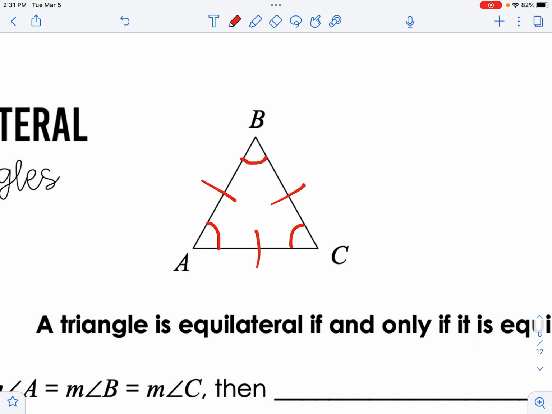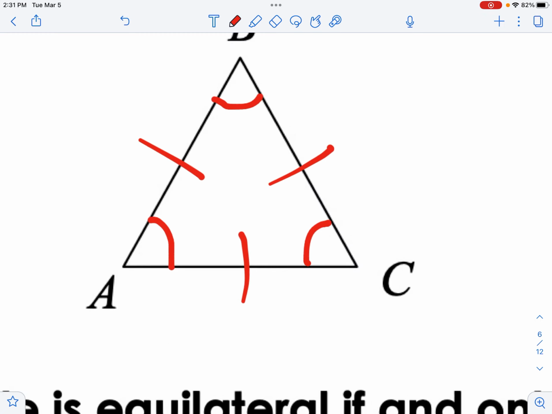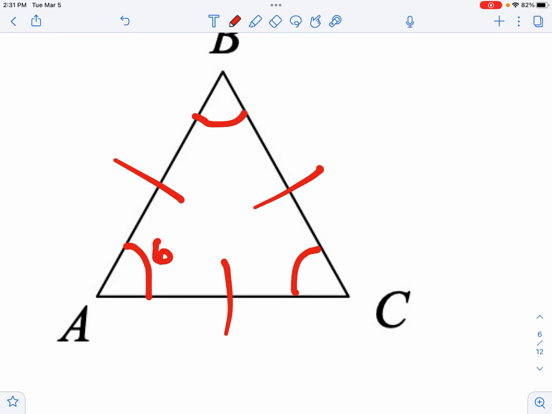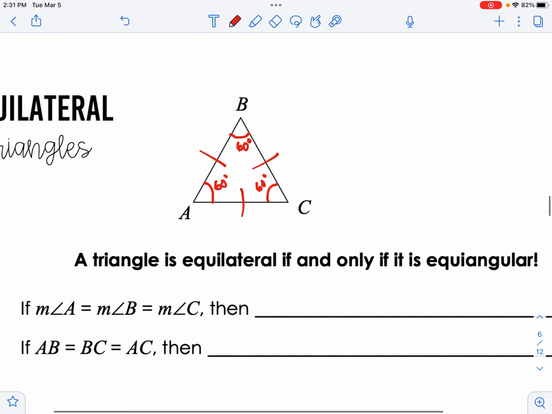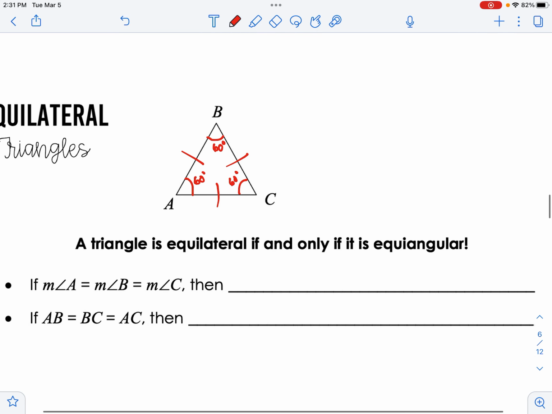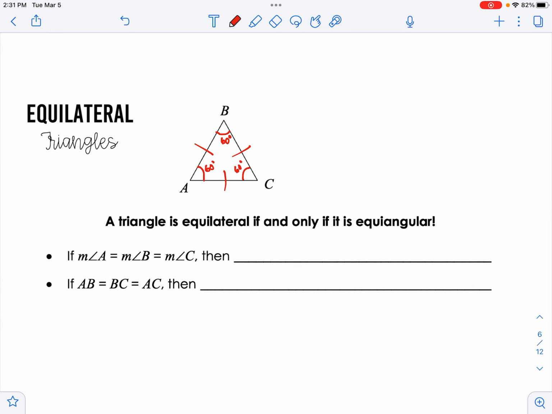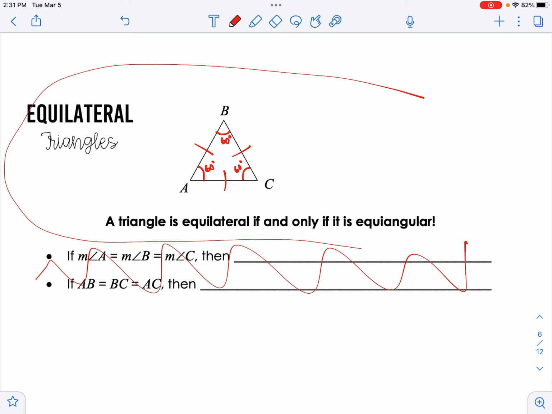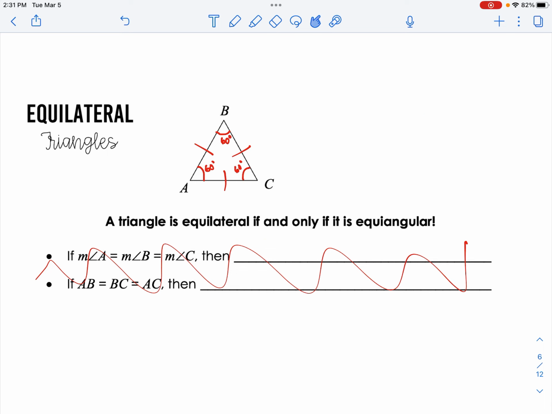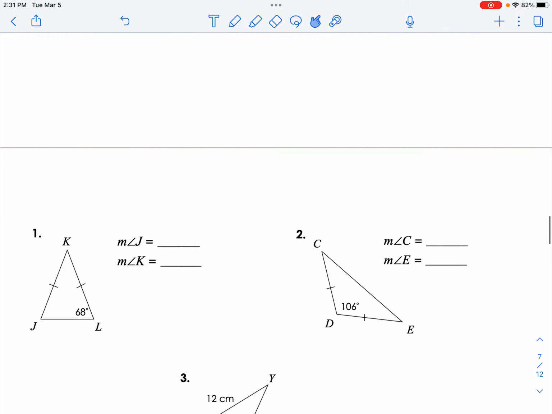We also discussed that since a triangle has 180 degrees and all three angles are congruent, that means 180 divided by 3 is 60. So this has to be 60 degrees, this has to be 60 degrees, and this 60 degrees. So in an equilateral triangle, all the sides will be the same, and all the angles are congruent, which means 60 degrees. So this part down here, I think, is unnecessary. So we don't even need to really talk about that. Just make sure that you know this, and then you're good. Okay, so now we're just going to put that into practice.